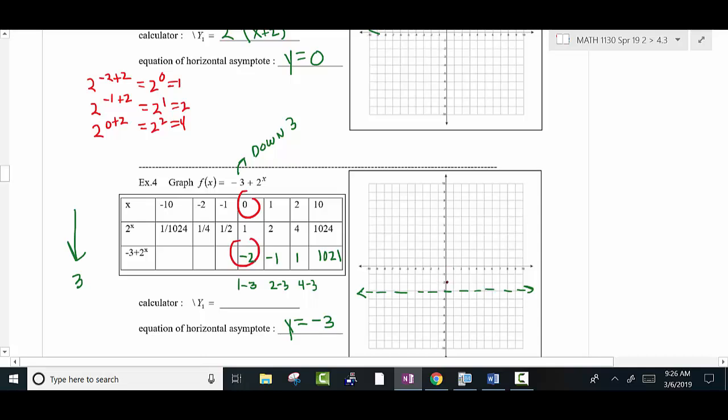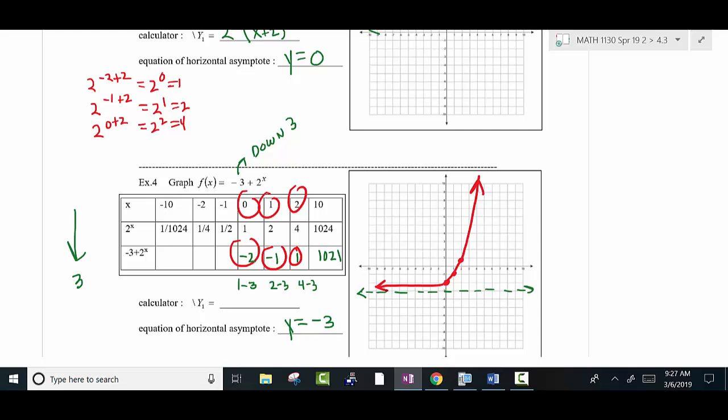Okay, you got 0, negative 2, 1, negative 1, 2, 1. That's good enough. Okay, then just kind of sketch the shape, how it goes like that. So that's the same graph, but everything has been moved down 3. That's the idea. All right, any questions so far?